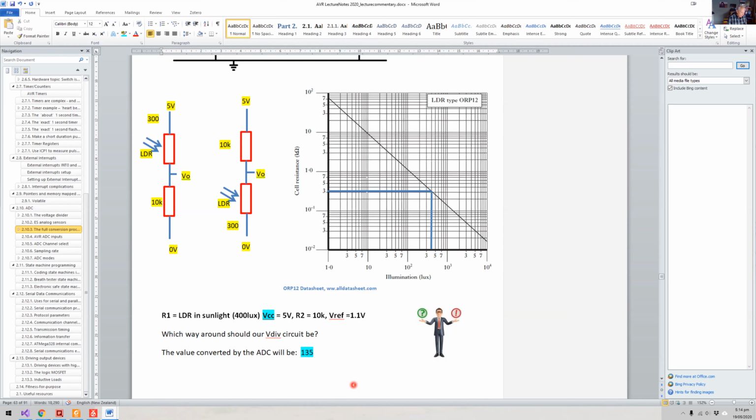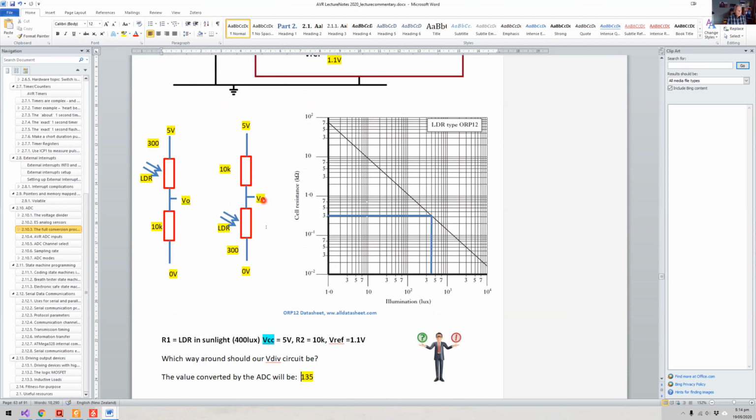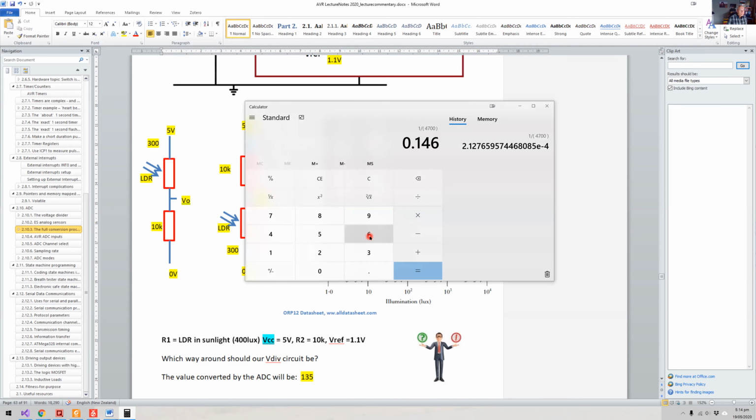Is that right, actually? Let me think. What's it going to be? It's going to be, of course, 0.146 volts. Let's get my little calculator here. 0.146 volts, divide that by 1.1, our voltage reference, and then multiply it by 1023, and that gives us a value of 135.78. Of course, it's truncated.